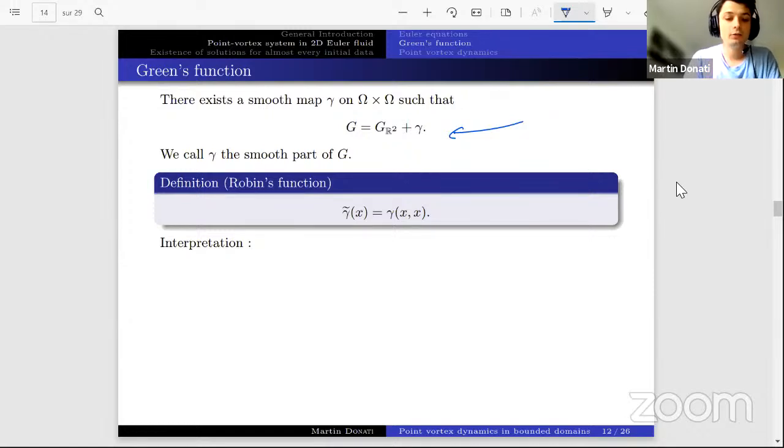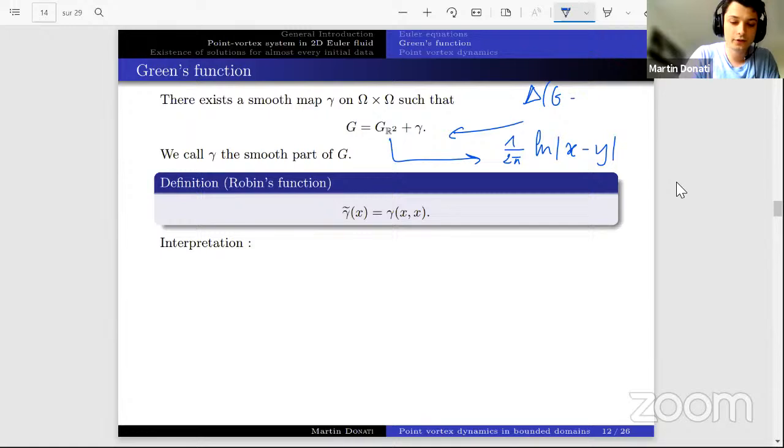Here, it's always the sum of the Green function of R2, which as we recall is 1/2π ln of |x − y|, and a smooth part, which I'll call γ. Why is that? Of course, if you compute the Laplacian of the difference, g minus g of R2, then this equals 0 because it's a difference of Dirac masses at the same points. So this means that the rest is indeed a smooth function.